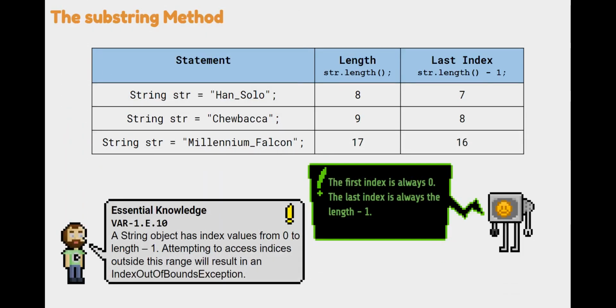The first index is always 0. The last index is always the length minus 1. This aligns with our essential knowledge. A string object has index values from 0 to length minus 1. Attempting to access indices outside this range will result in an index out of bounds exception.